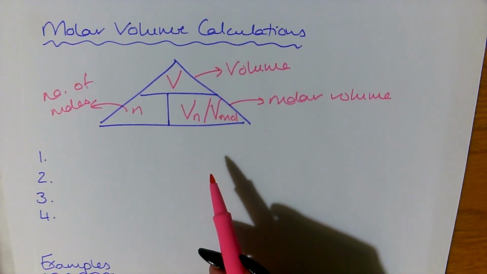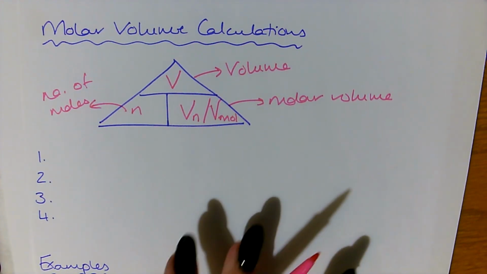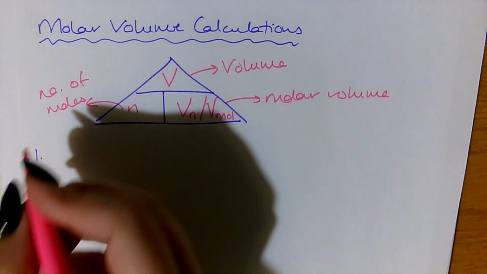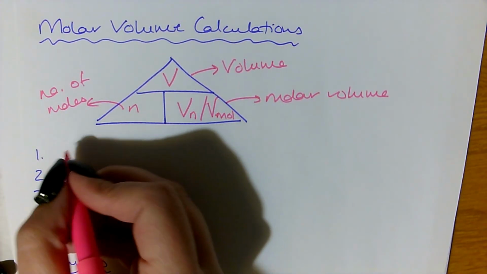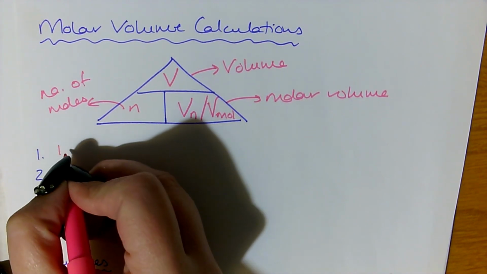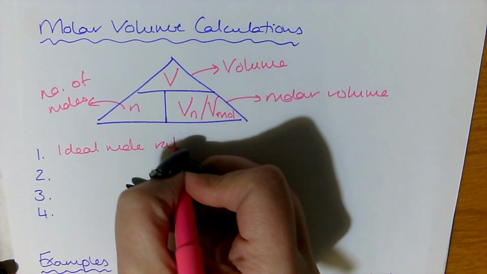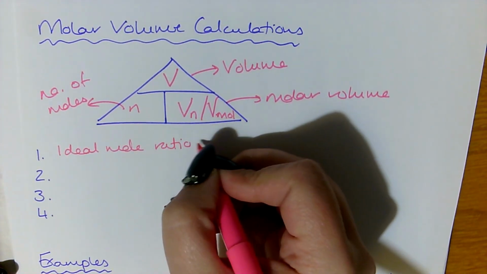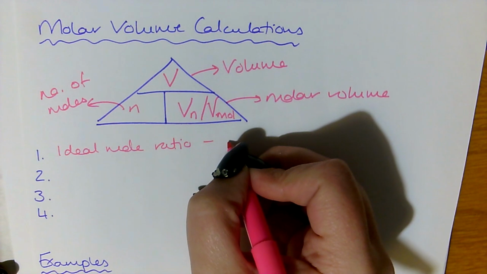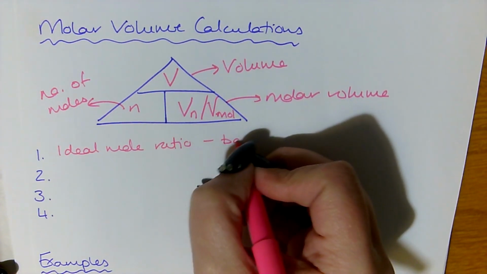To work out these type of calculations, there is an easy 4-step method to use. So step 1 is to work out your ideal mole ratio. Now, when we talk about ideal mole ratio, what we're actually saying there is how many moles are in the balanced equation.